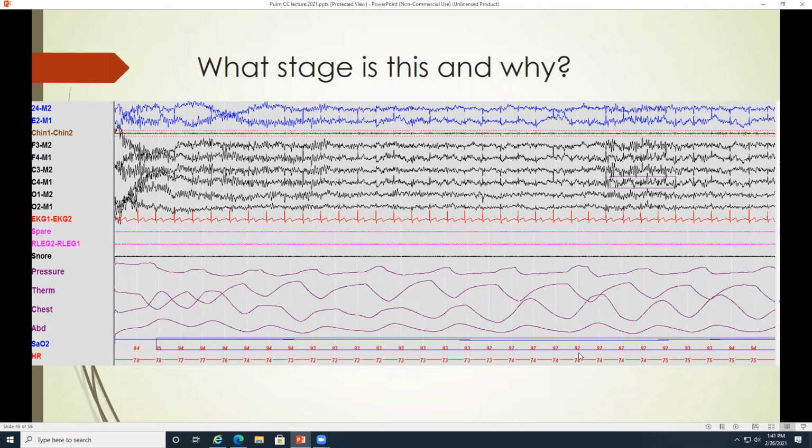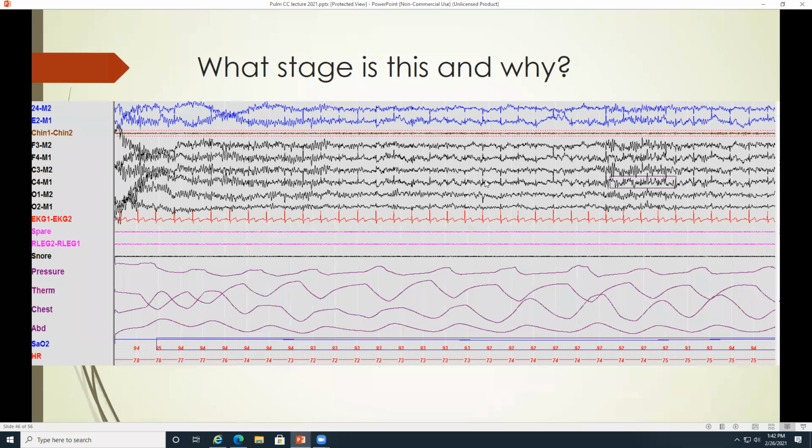All right, what do you think about this? So alpha or low amplitude mixed frequency? Is it alpha all the way through or part of the way through? Any K complexes or sleep spindles? No. Any rapid eye movements? No. So those in the beginning aren't rapid, those are more slow rolling. All right, so we have some alpha and we have some low amplitude mixed frequency.